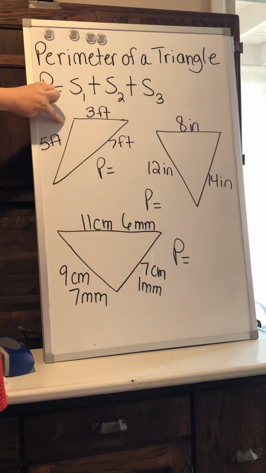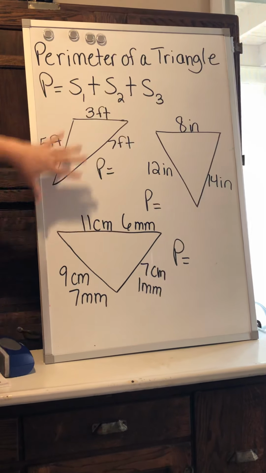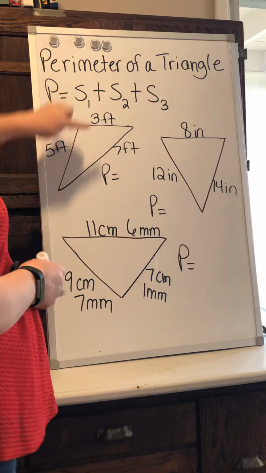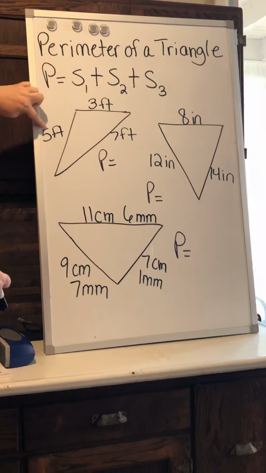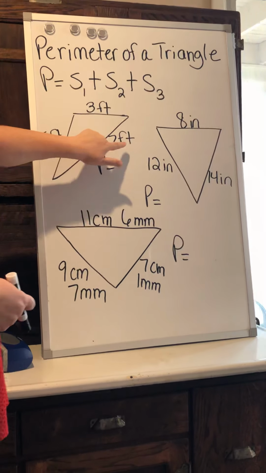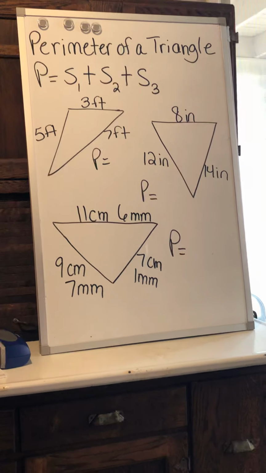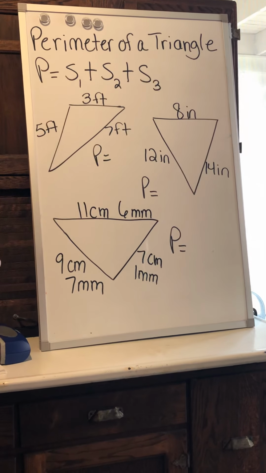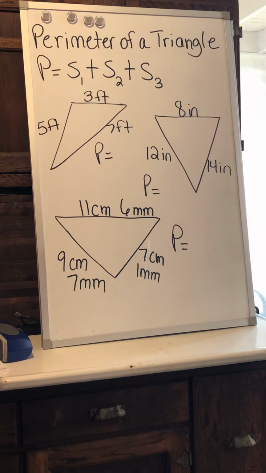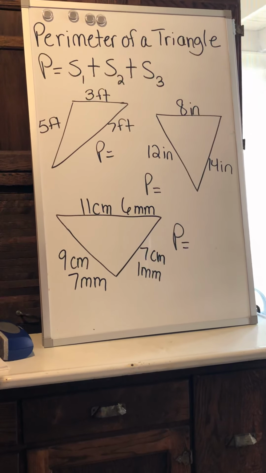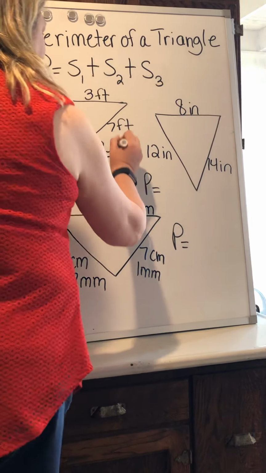Here's the first one. We have this triangle. It's kind of odd shaped, okay? We have 3 feet on one side, 5 feet on another side, and 7 feet on this side. Add up all sides, and what do you get? Well, you get 15 feet.